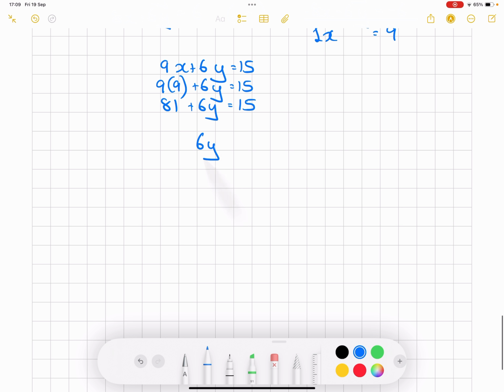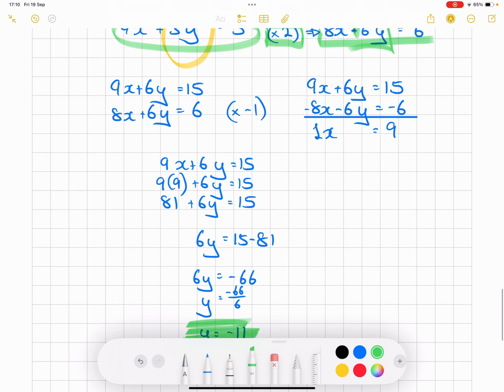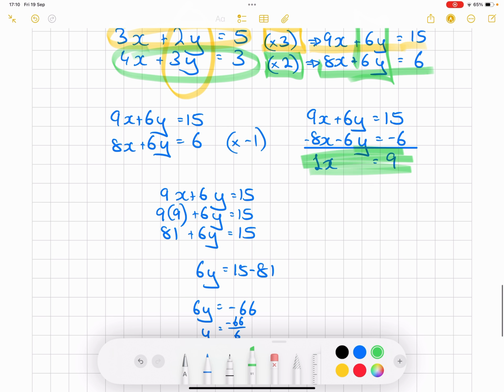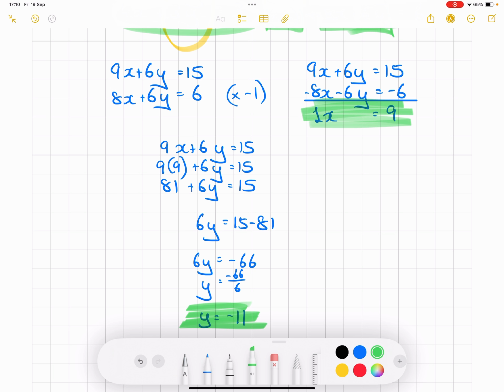So this is bigger maths, isn't it? 6y is equal to 15, but same concept, minus 81. 6y is equal to minus 66. So y is equal to minus 66 divided by 6, or y is equal to minus 11. And that would be the solution there for that. Okay, and just highlight your x and your y, just because half of your answer is back up the page a bit. And that's your final answer for that.